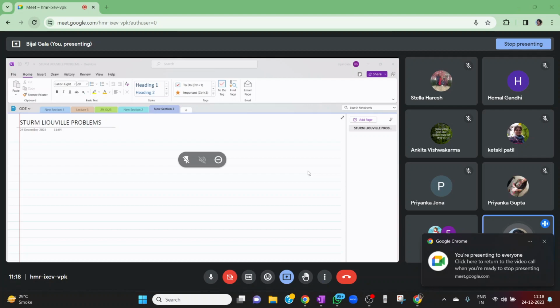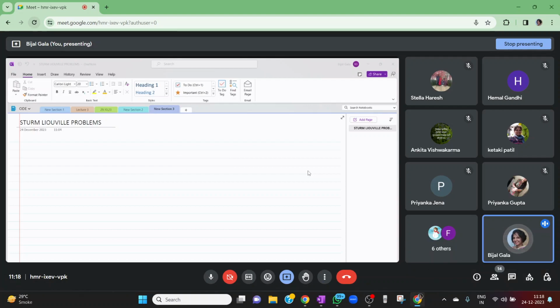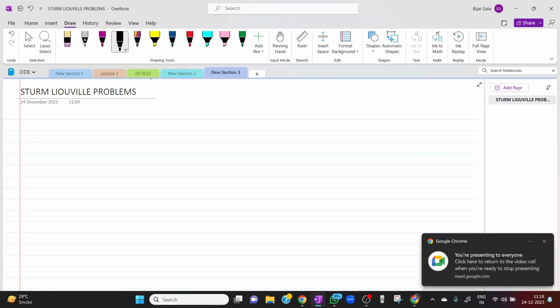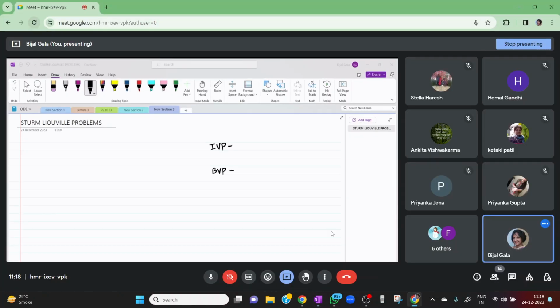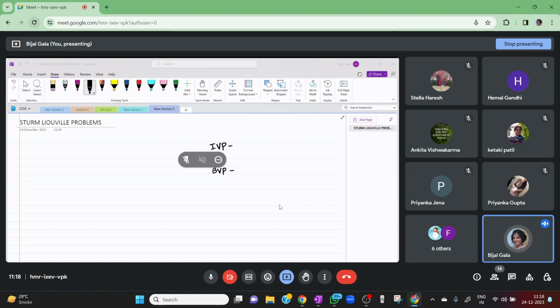So we are starting with the Sturm Liouville problems. As I said, they are boundary value problems. Now, what is the difference between boundary value problems and initial value problems? Anyone? We have discussed this before. Give it a try at least. I believe in the first introductory lecture of ODE, where I had taken the revision, I had discussed this.